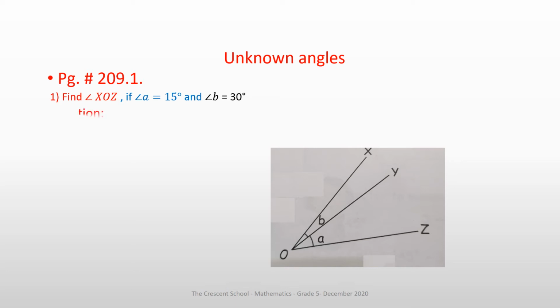Solution: angle XOZ is the sum of two angles, angle XOY and angle YOZ. First of all, we will make the equation. Angle XOZ is equal to angle XOY plus angle YOZ. Angle XOY is equal to angle B and angle YOZ is angle A.